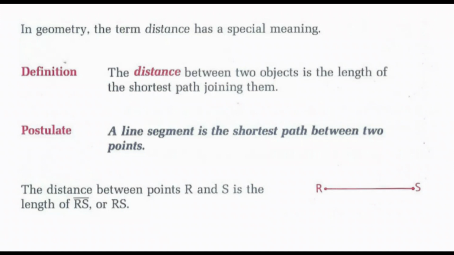So in geometry, the term distance has a special meaning. The distance between two objects is the length of the shortest path joining them. And we know the shortest path joining two objects is a straight line, which is a postulate. So a line segment is the shortest path between 2 points.